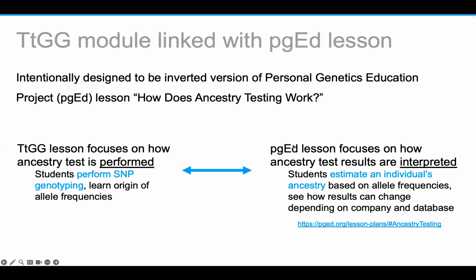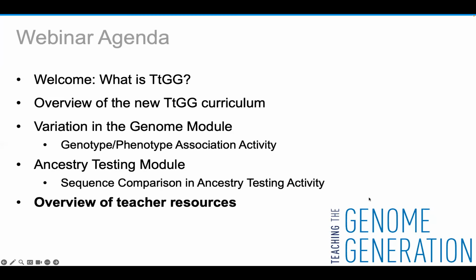And so if your students did that lesson, they would focus on how ancestry tests are interpreted. So students get to estimate an individual's ancestry results based on allele frequencies. So this is also a fantastic lesson. You could do both and link and be able to share, or one or the other.